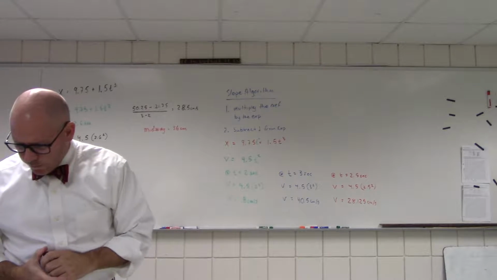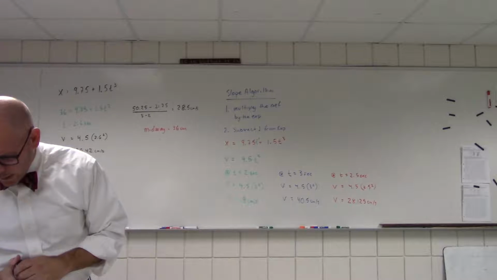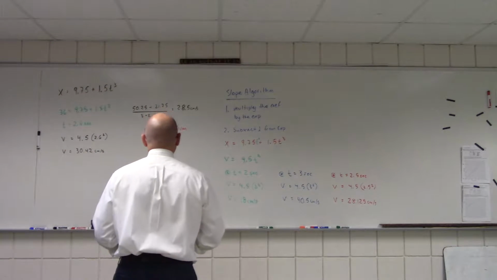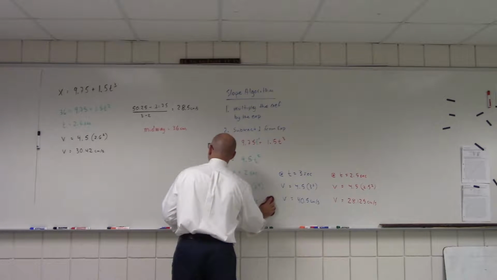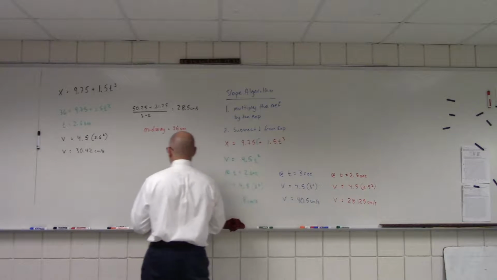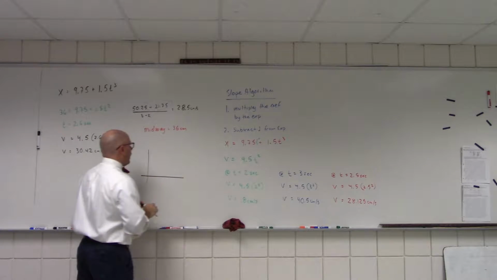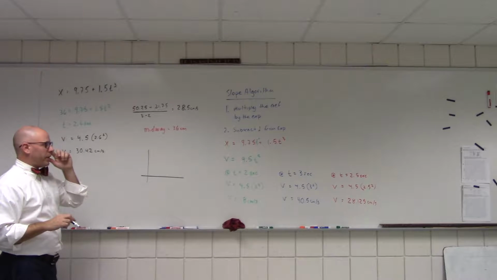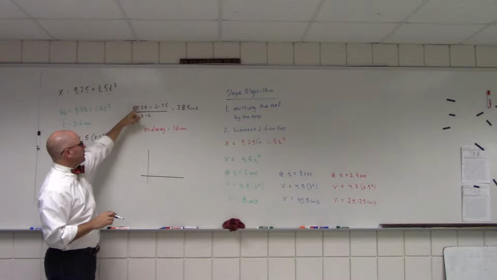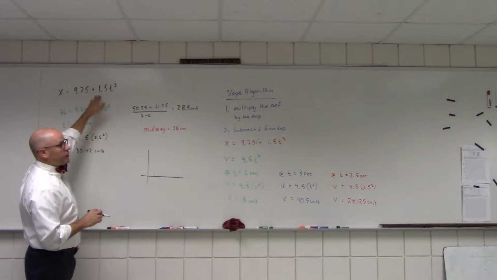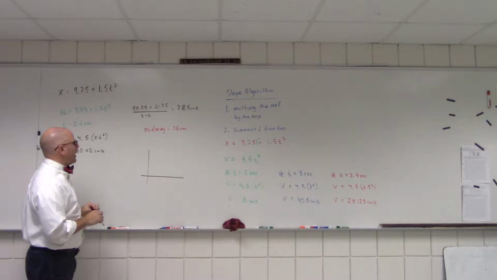Last one says graph x versus t and indicate your answers graphically. All right. So we know a couple things. We know the position at 2 seconds, we know the position at 3 seconds, and we know the position at 0 seconds, because if time is equal to 0, it's 9.75.